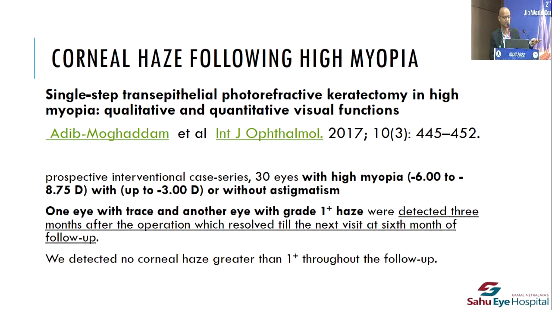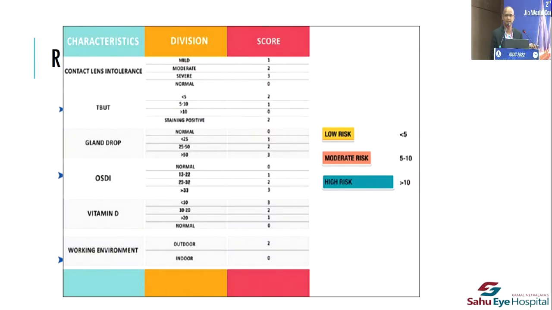Some of the other data, this particular paper from Abid Mogaddam et al., looked at high myopia. The thinking is that above 5, it is no longer a safe procedure. So they looked at -6 to 8.75. And in this particular study also, they had just 1 patient with trace haze and another eye with grade 1 haze. So there is enough data to say that corneal haze, especially with a platform like the Schwind Amaris, is hardly an issue. It's not an issue. And if you plan your pre-op screening carefully, you're not going to face this.